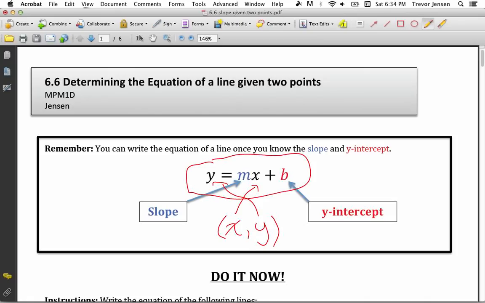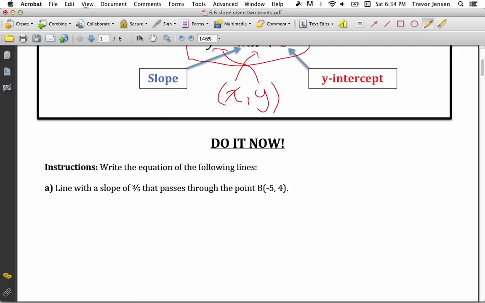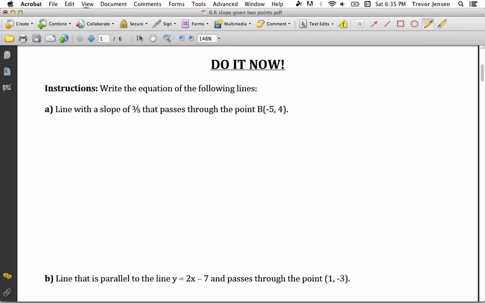Before we start today's lesson, where we determine the equation of a line when we're given 2 points, what we're going to do first is just review what we did yesterday, where we find the equation of a line when I give you the slope and a point on the line. So the first 3 parts that we're going to do here I'll review. The first part, part A, find the equation of a line with a slope of 3 over 5. Remember, the slope is the m value, that passes through the point B, negative 5, 4.